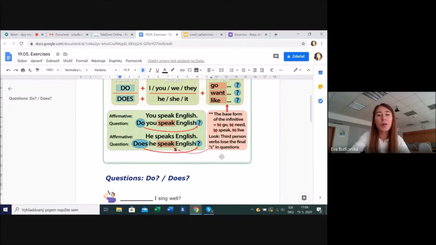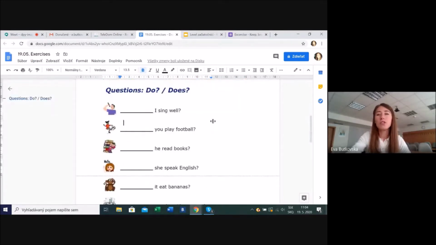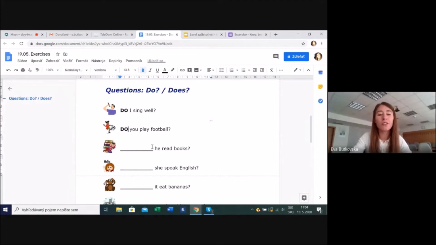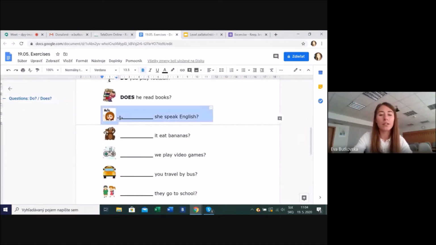So let's start with a quick warm-up exercise. You just simply need to choose between do or does. So what about the first one? Okay, I will do it myself. Do I sing well? What about the second question? Do you play football? Very good. What about the third one? Does. Very good. What about the next? Does she speak English?